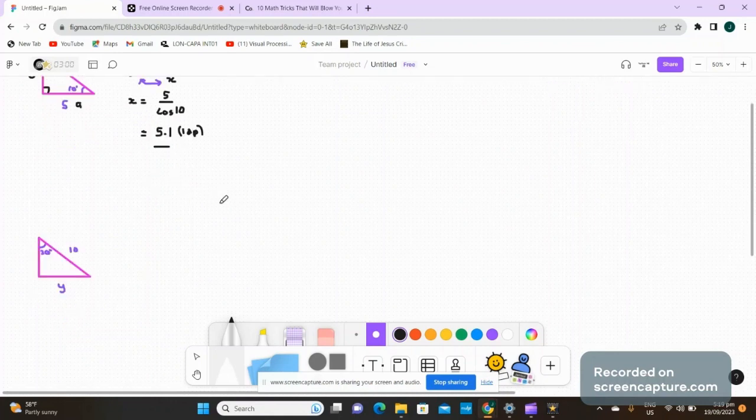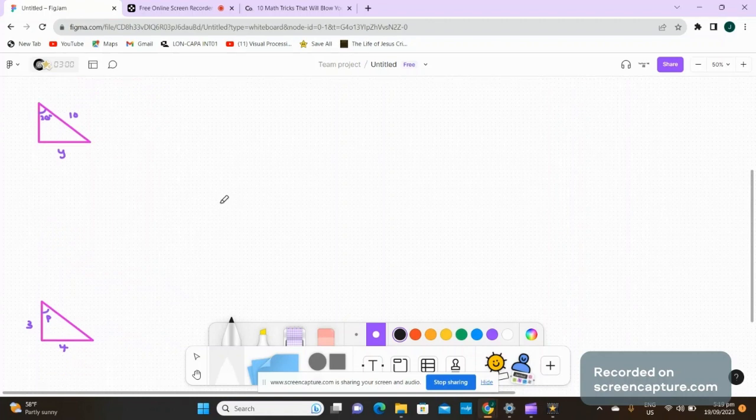Moving down to the next one. I'm going to change my color up for this one. I'm going to go purple because that's better. Again, we need to be labeling our sides. So this is going to be our hypotenuse. Once again, it is opposite to that 90 degree angle that we have right here. This is going to be our opposite side, opposite the angle. This is our adjacent side.